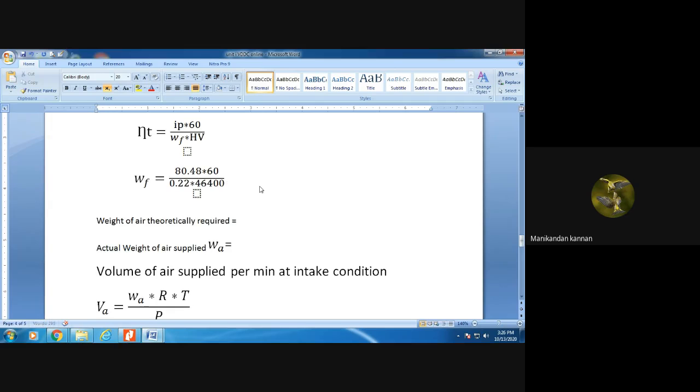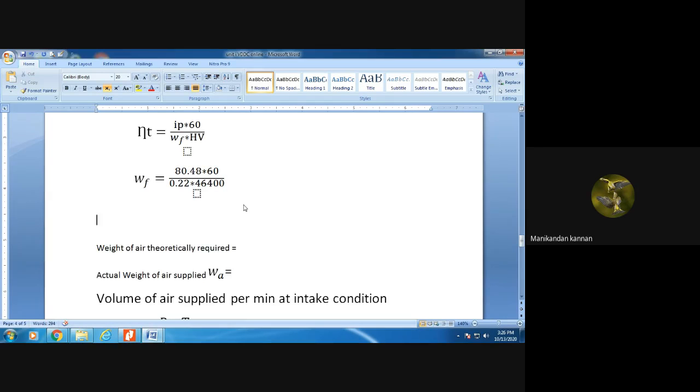It is like a mass of fuel. Even though the symbol is WF, it is the mass of fuel. Indicated power is in kilowatts, so substitute the units and find out. By common sense, you can tell that it is the weight of the fuel in kilogram. It's kilogram per minute.